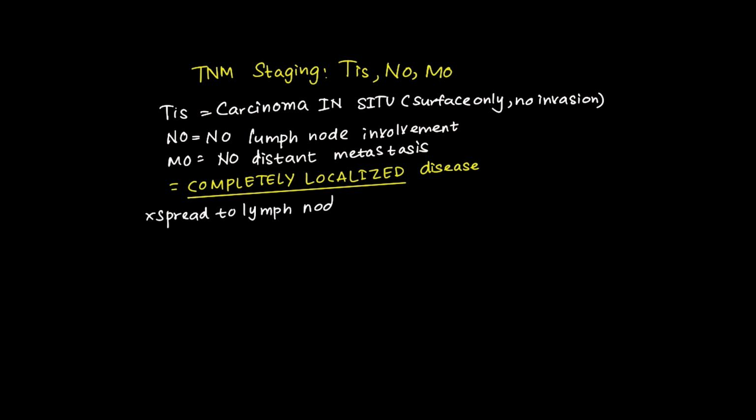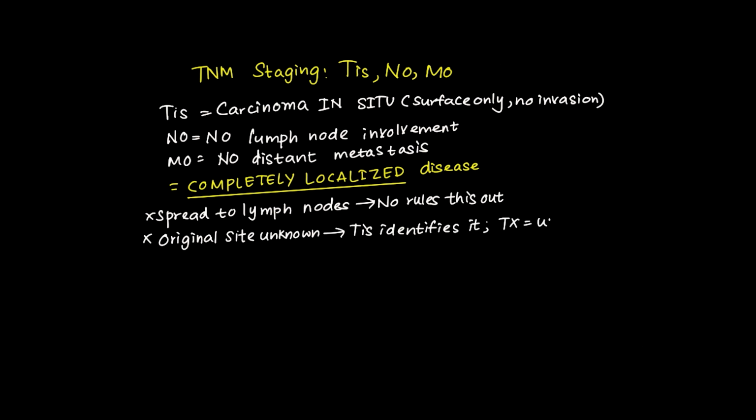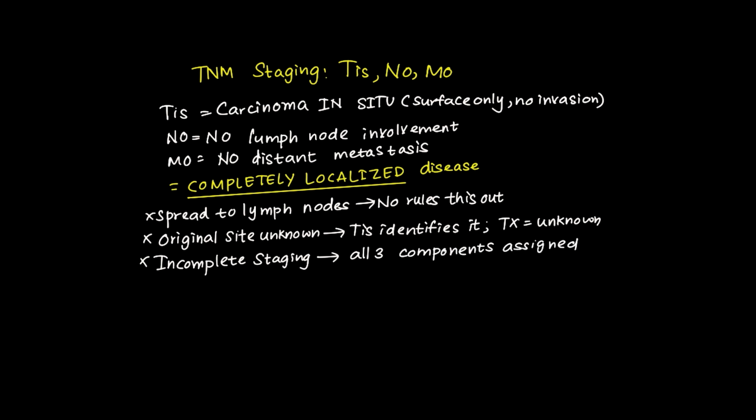Now eliminate the wrong answers. Cancer has not spread to nearby lymph nodes. The N0 specifically rules that out. The original tumour site is known. TIS tells you exactly where it is. If the site were unknown, the designation would be TX. And this is a complete staging, not a preliminary one. All three components have defined values.